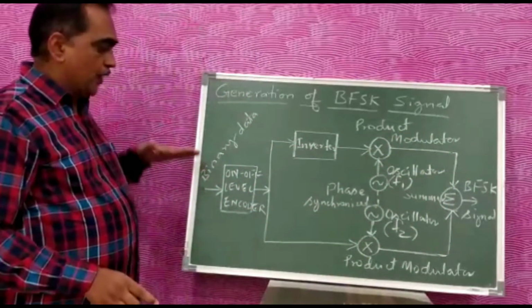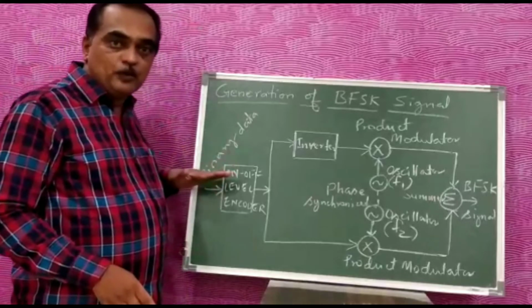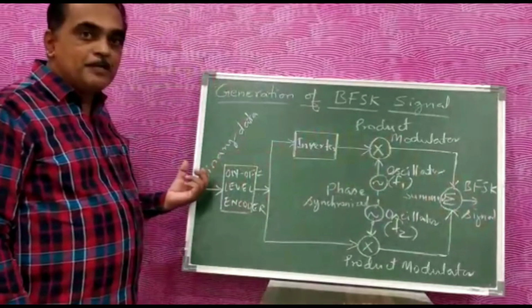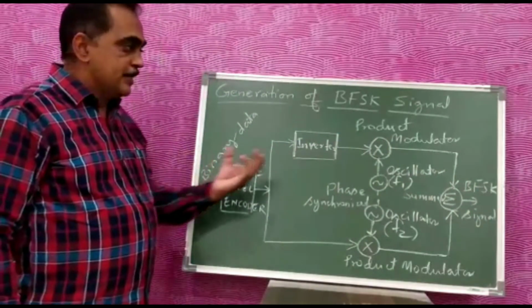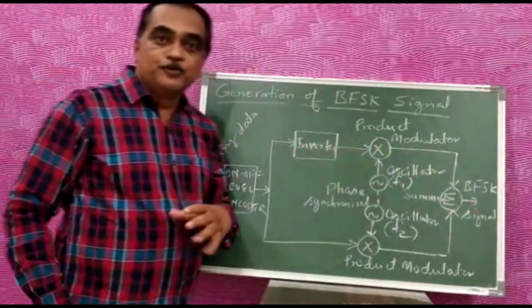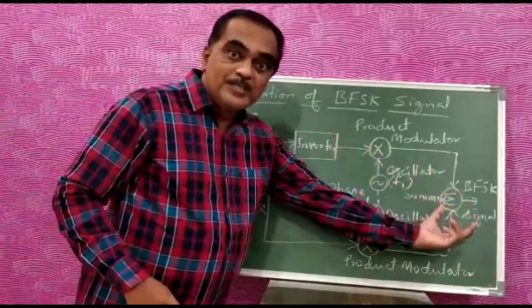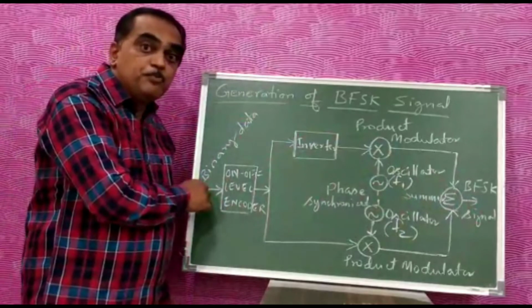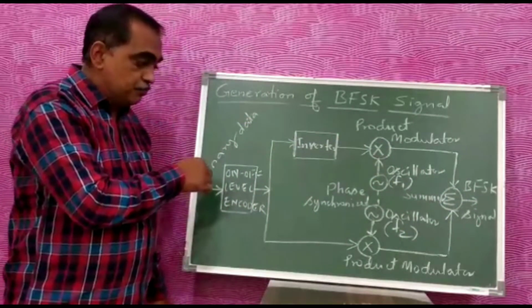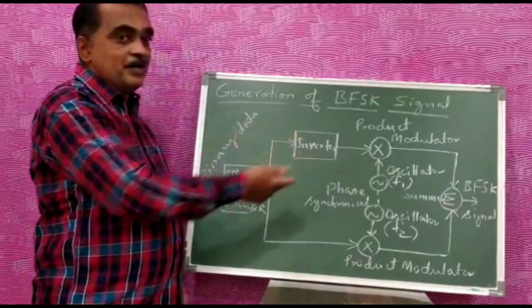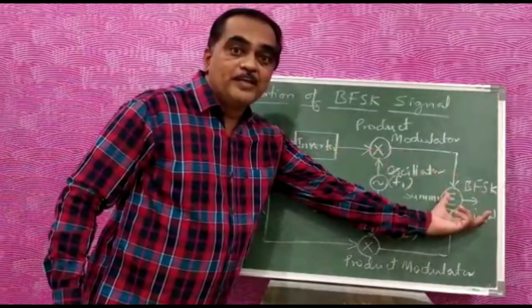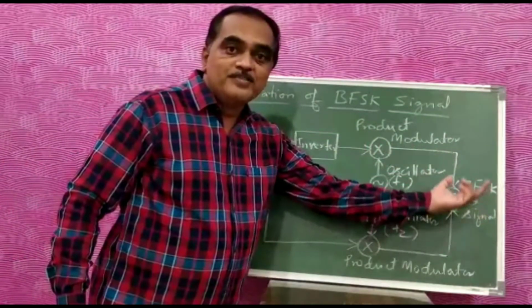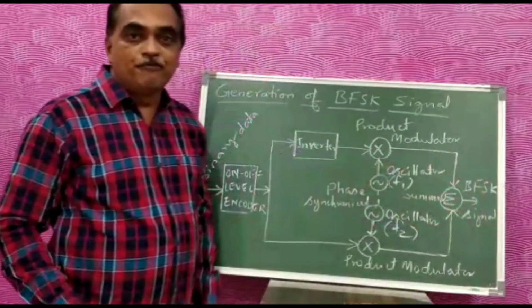That means when the input data is binary 0, the output frequency will be f1, and when the input data is binary 1, the output will be frequency f2. That means the output frequency is a variation shown in terms of the input binary data. Input binary data is shown as a variation of frequency at the output, which is nothing but binary frequency shift keying, a form of frequency shift keying.